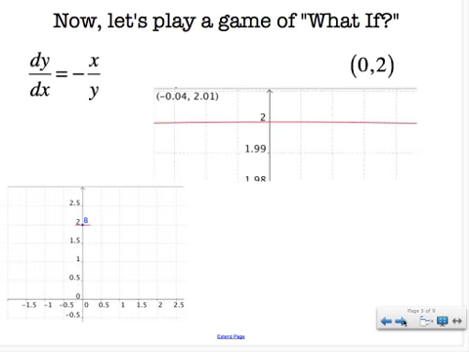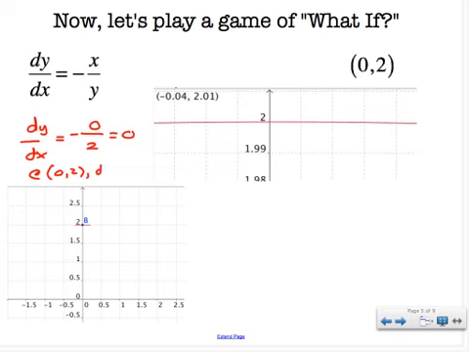Okay, so now let's play a little game of what if. Let's say you were told that a function has a derivative equal to negative x over y, and it also passes through the point (0, 2). What do we know about this curve or this function? Well, if I plug in x equals 0 and y equals 2, I'm going to get negative 0 over 2, or 0. So this tells me that at the point (0, 2), the slope of the curve, dy/dx, equals 0.